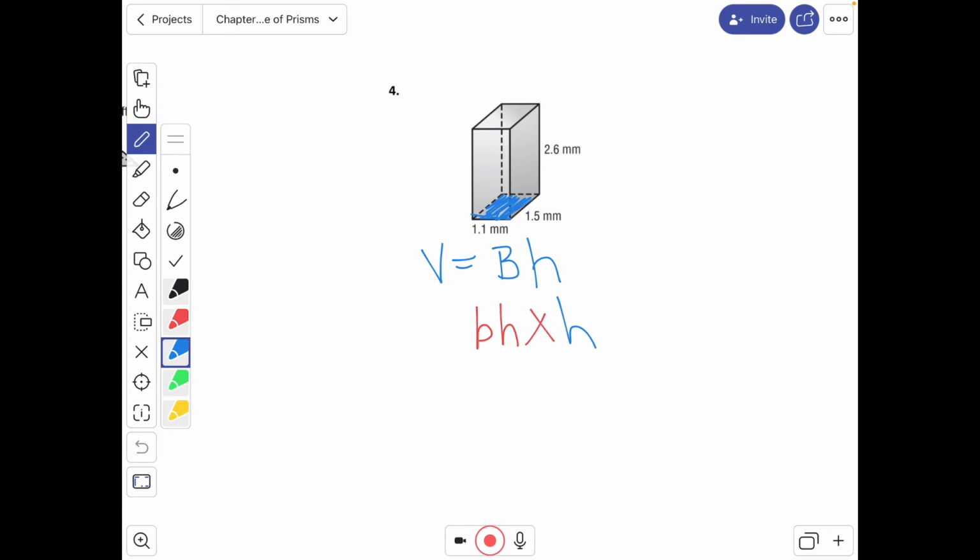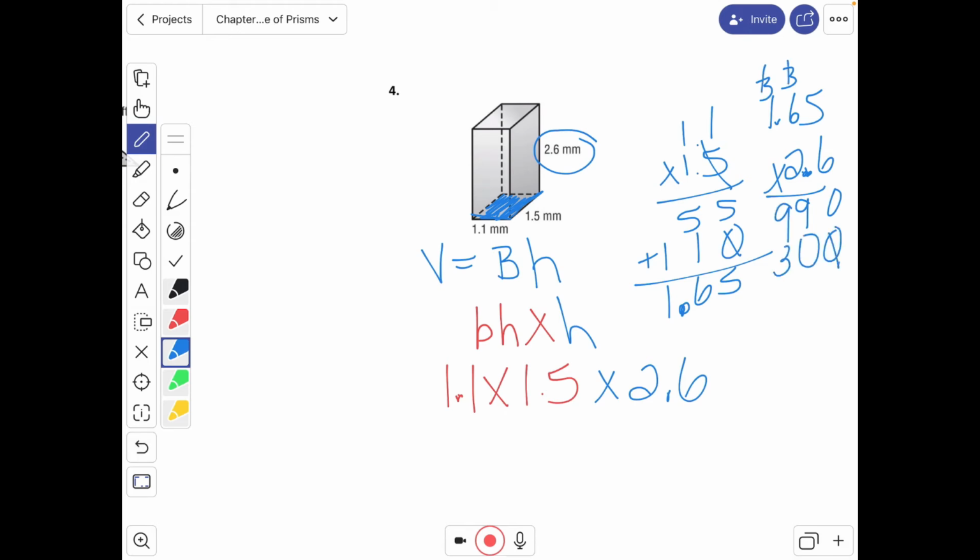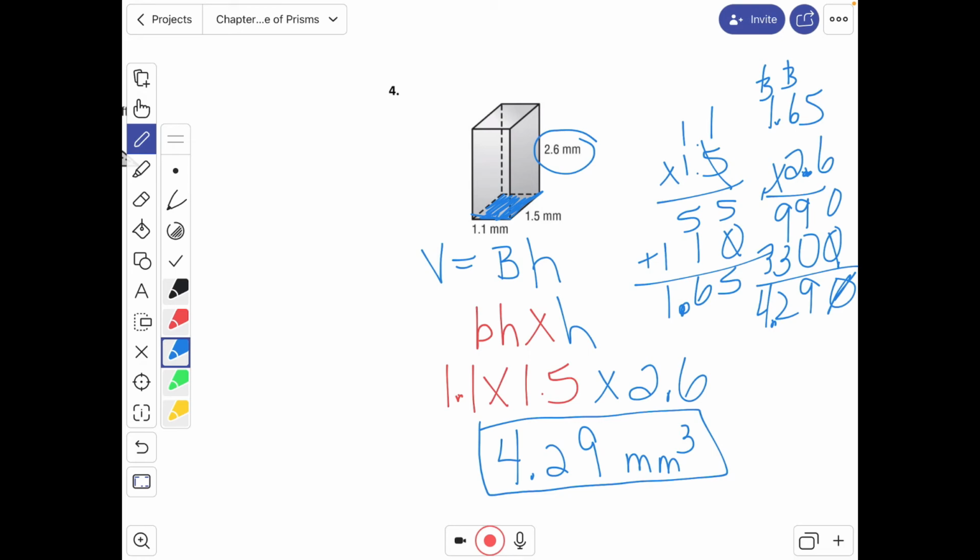So the base measurements are 1.1 times 1.5. And then the height of the prism is 2.6. So the answer is 4.29, I'm dropping the last 0, millimeters cubed, because volume is the amount of cubes that fit inside the box.